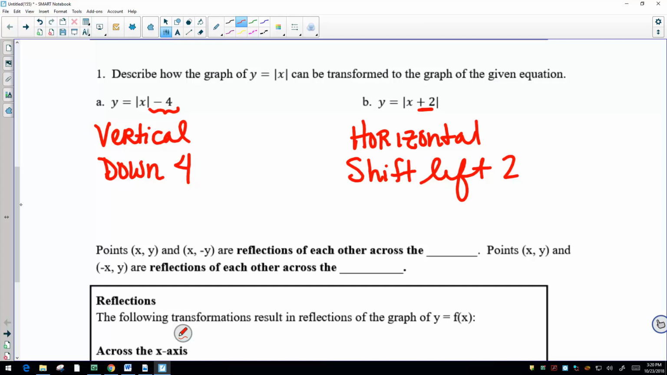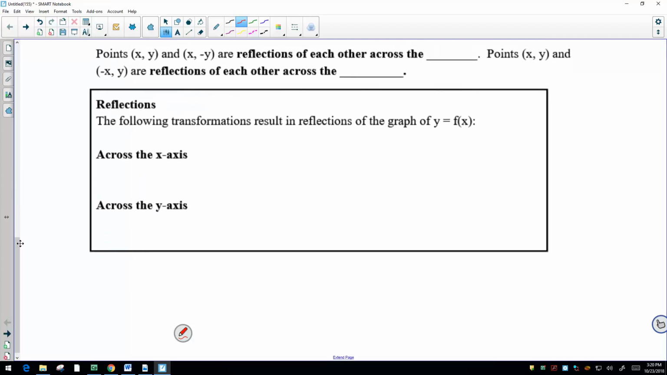Okay. Now we get into other things such as reflections. So we have just some basic, almost going back to geometry, points x, y, and the points x, negative y. They're reflections of each other across the x-axis. So if you are negating the y value, we're thinking flip across the x-axis.